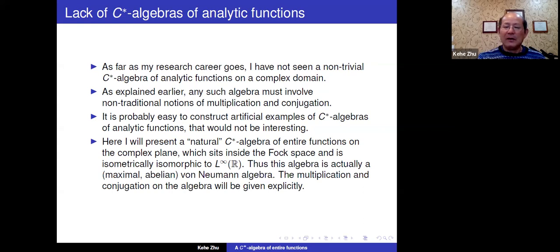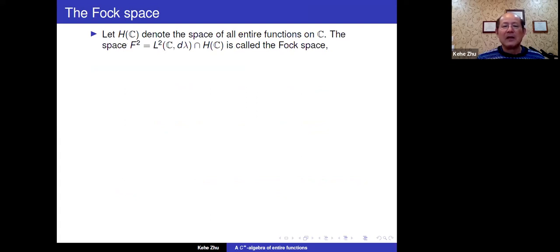But as a set, it's going to be a subset of the Fock space, the Fock L2 space. And the linear structure is the same, but the multiplication will be new, and the star operation will be the one that I mentioned earlier. Okay.